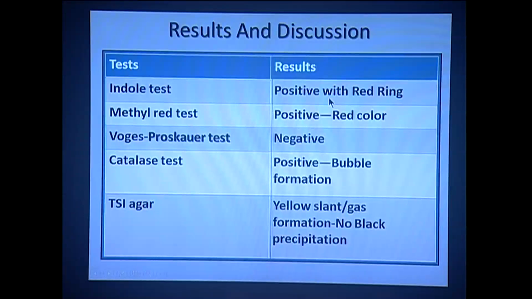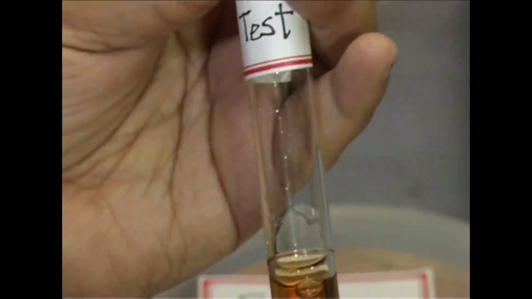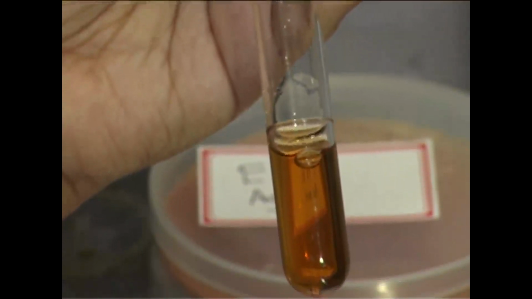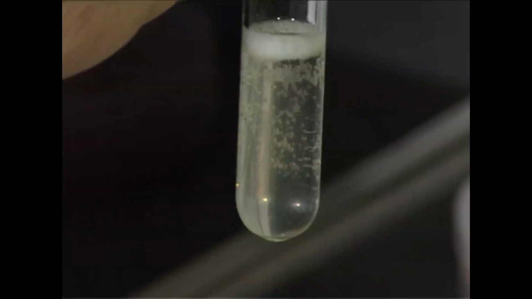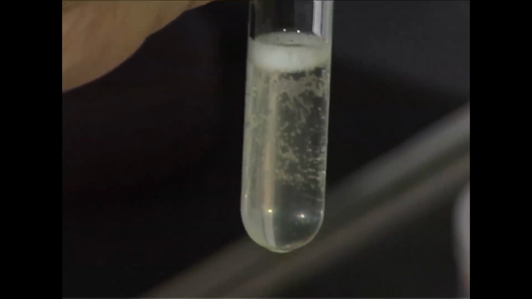From this table you can follow the indole test is positive for E. coli. You can observe it by the formation of the red ring. Methyl red test is also positive because it shows the red color. Voges-Proskauer test is negative, okay, because it does not follow the 2,3-butanediol pathway. It follows what? Mixed acid fermentation pathway. Catalase test is positive because bubble formation you can observe.